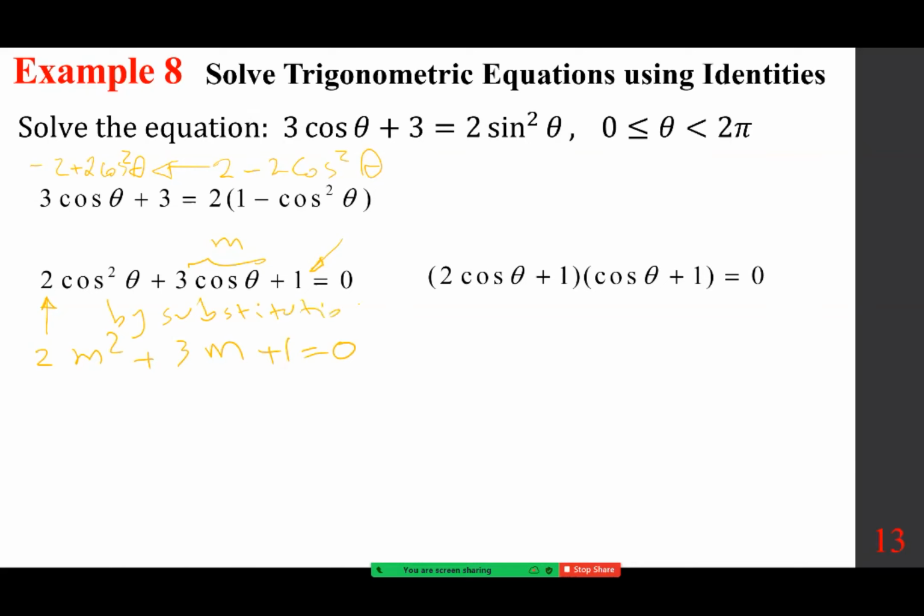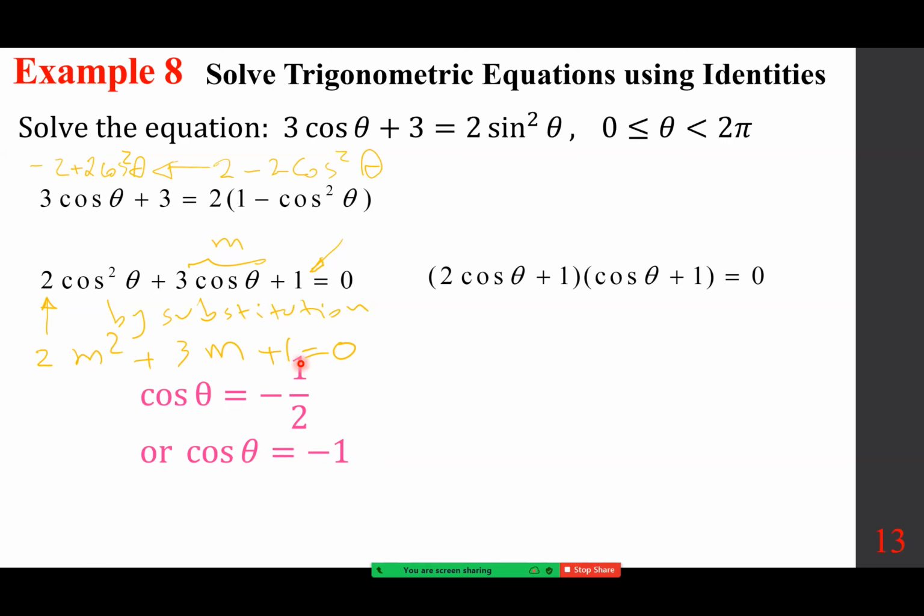You don't have to. All right, so cosine theta equals negative 1/2 here. Cosine theta is negative 1 here. As far as negative 1, it is very obvious, the answer is pi. So there's only one answer. Cosine theta is 1, the answer is 0. It's negative 1, the answer is pi, we're done.